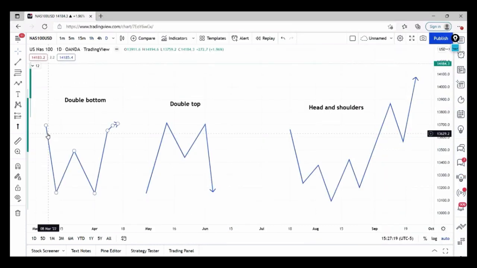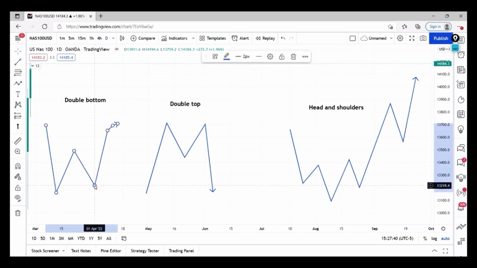Okay, so these are the next patterns that we are going to use. A double bottom, okay, where you have two lows right here. Now, a lot of times a low is not exactly right at the same level. Sometimes a low could be a little bit higher, like this. Okay, or sometimes the low could be a little bit lower.